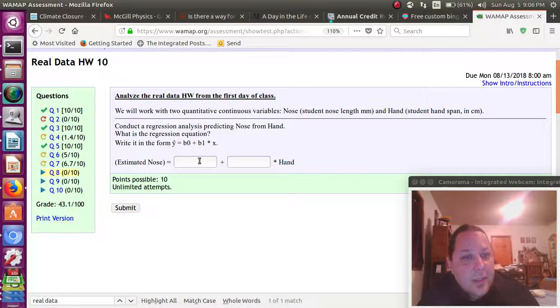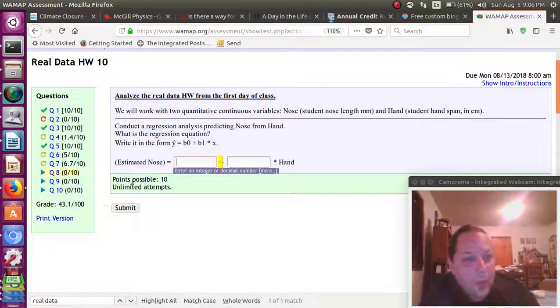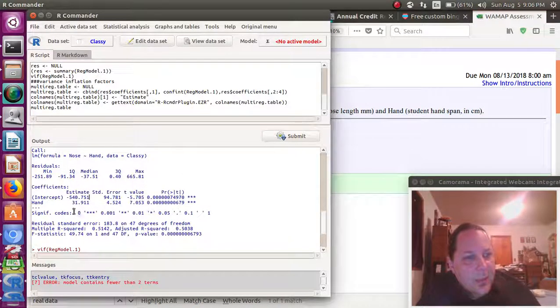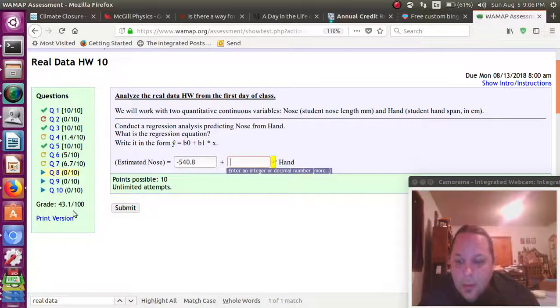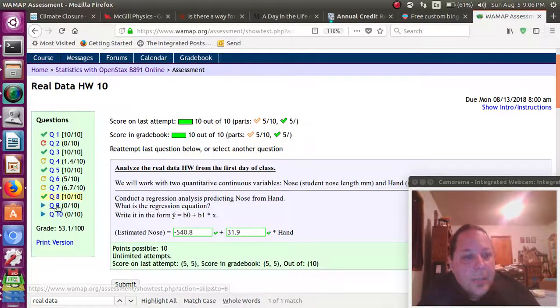The good stuff is I need to get the intercept and the slope. So the intercept, the b0 parameter, is right here, negative 540.75. I'll call that negative 540.8. For hand span, 31.9 is the slope, so 31.9. And that's close enough. It'll mark that as correct.